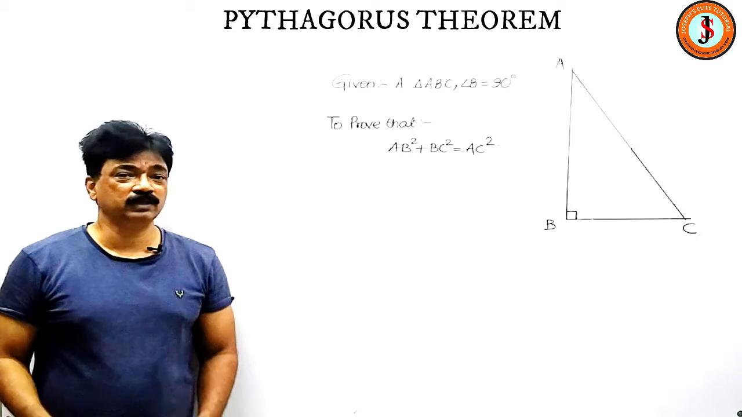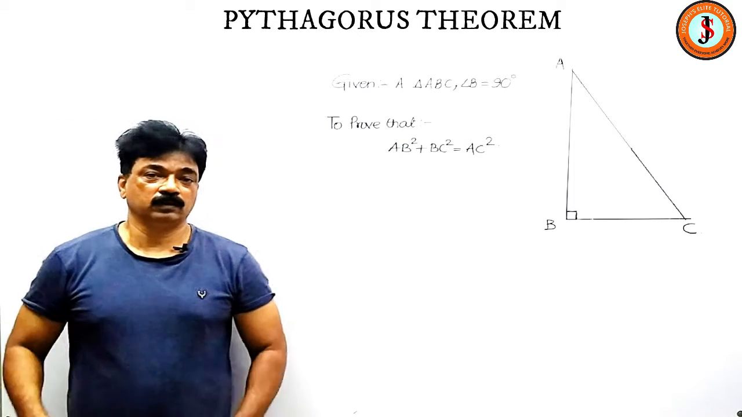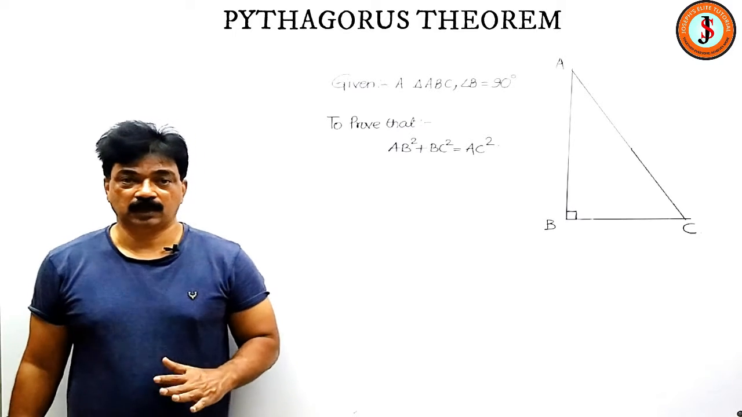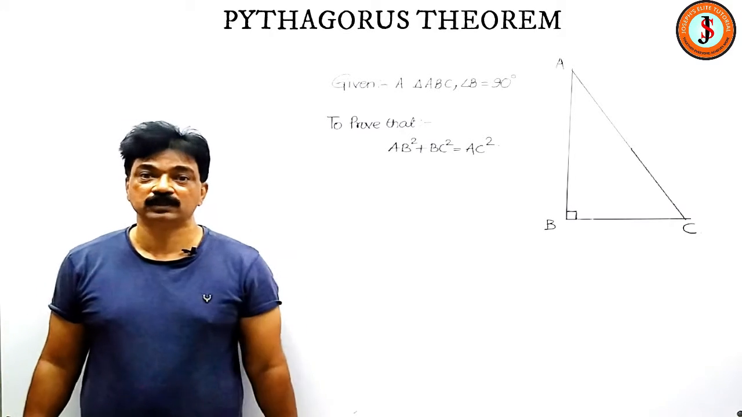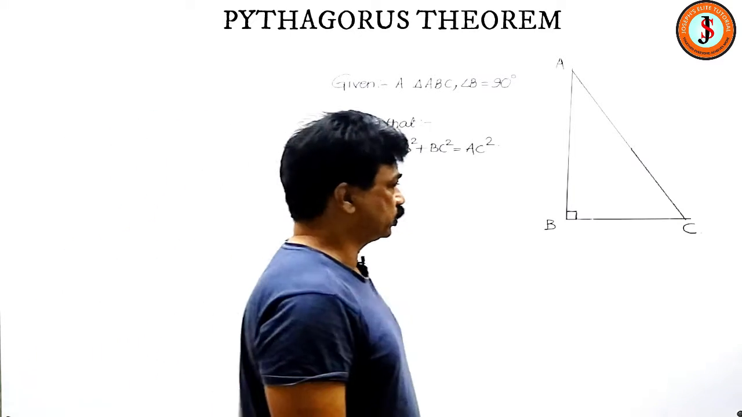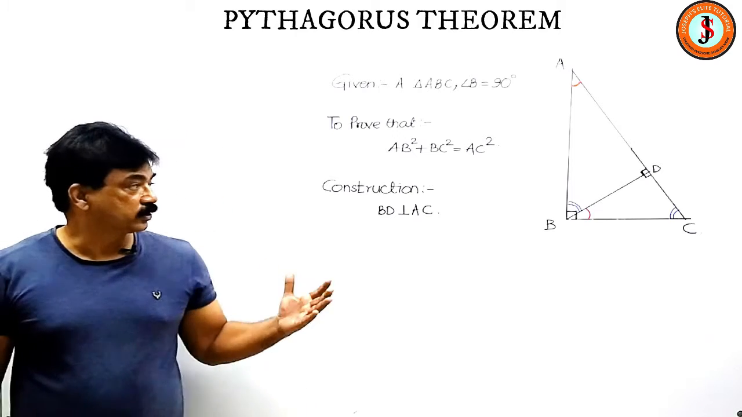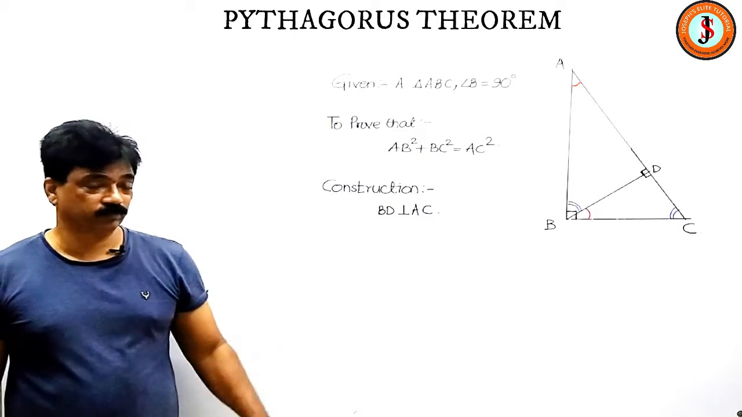So very simply we can prove this by applying similarity. Similarity says two triangles are similar if at least any two angles are equal. So let us try. We do a construction. The construction here is BD is perpendicular on AC.